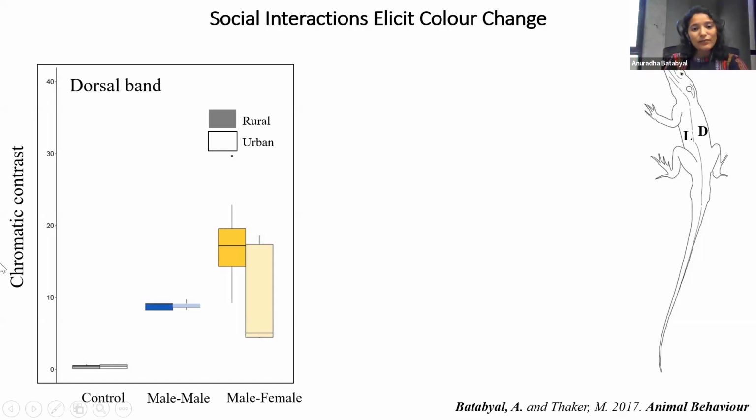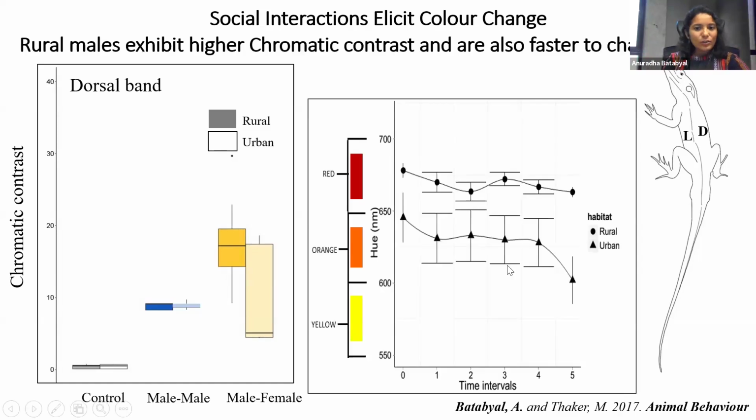And that's why we try to compare these color contrasts from rural and urban populations. And what we see is that the rural males are much higher in their contrast than the urban males during their male-female courtship colors, which you saw were orange and black. To put it very simply, the rural males are much redder in shade than the urban males, which cannot turn that red.